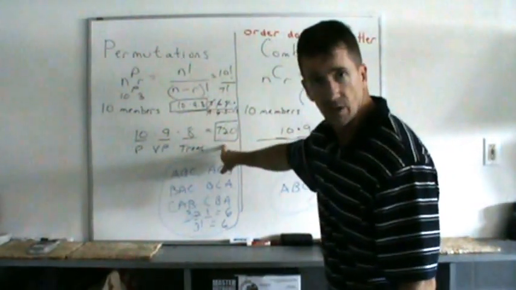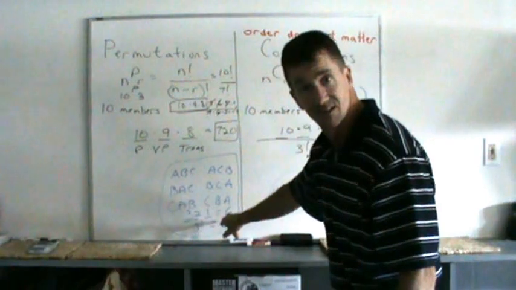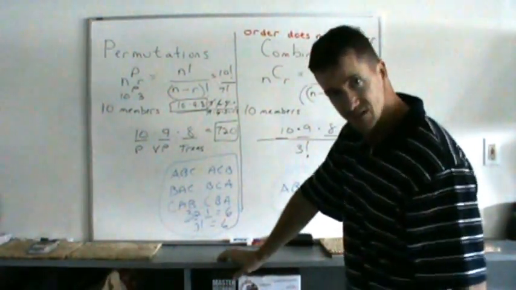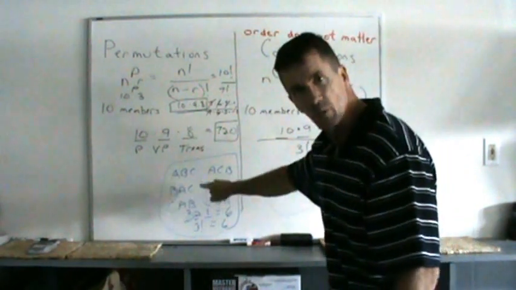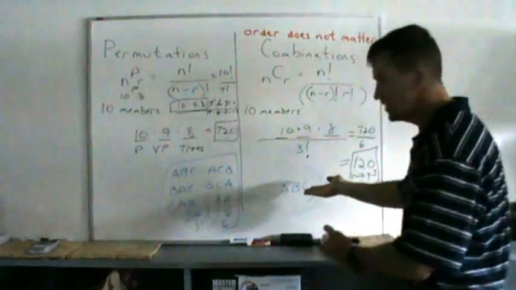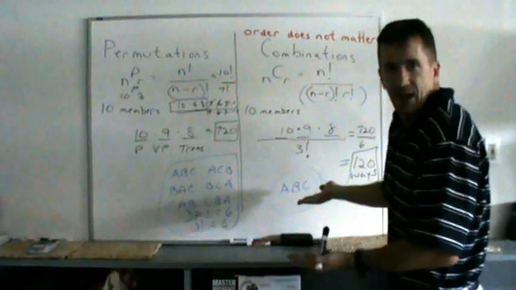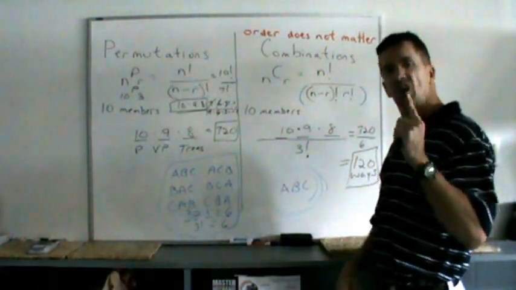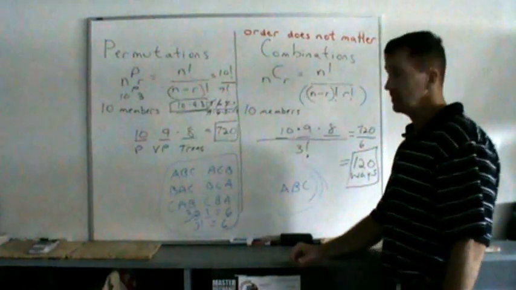Yeah, this is 120 times 6 over here, because for each one of those 3-person groups, there were 6 different ways you could switch around the order. Here, you can't switch around the order. It does not matter. So Abe, Barb, and Chuck would be considered one of those possible committees of 3 people.